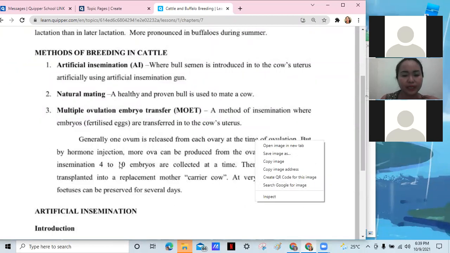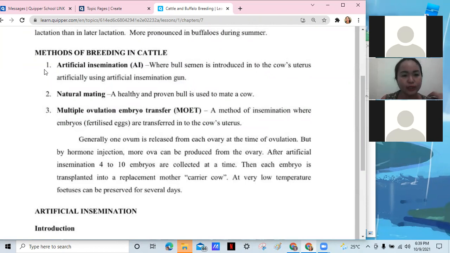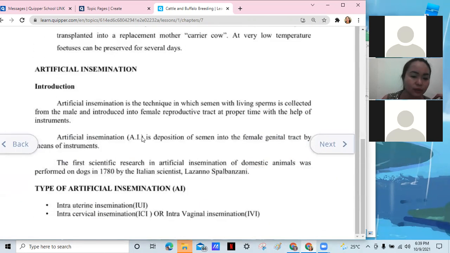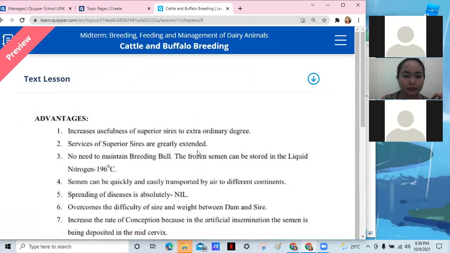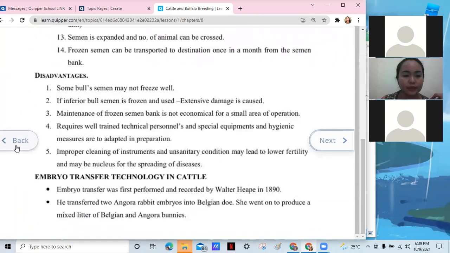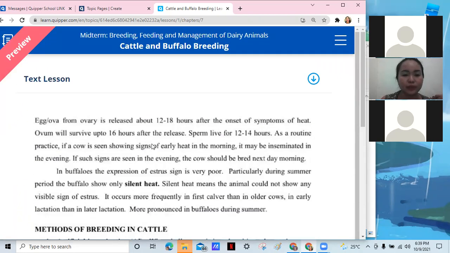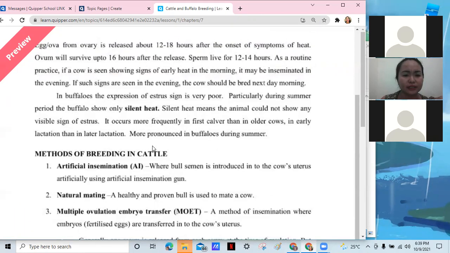And we still have 8 minutes, so let's move on to the methods of breeding in cattle. So we have 3 ways. Of course, you know what is artificial insemination, where bull semen is introduced into the cow's uterus artificially using artificial insemination gun. So I don't know if we have photos for that, but wait, asan ako? It will be shown on video anyway later in the end of this.